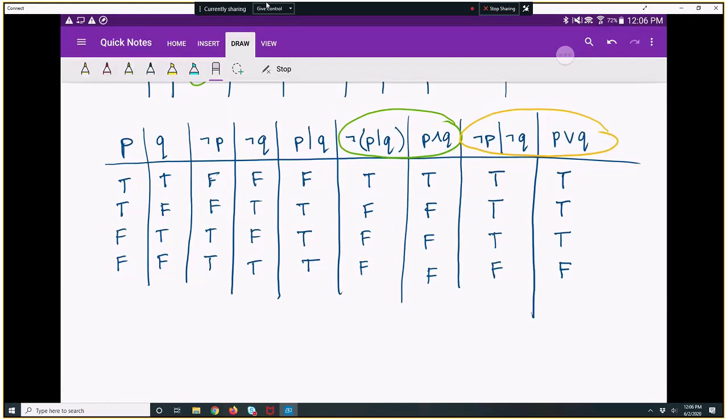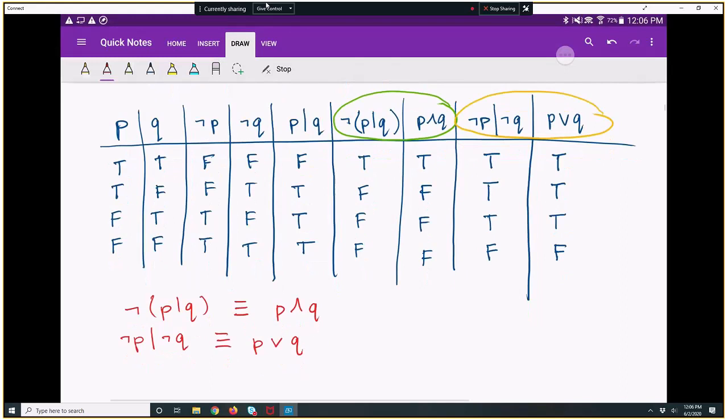I'm just going to summarize here at the bottom. The negation of this stroke is logically equivalent to the conjunction, and negation P, Sheffer stroke negation Q is logically equivalent to the disjunction or. Okay.